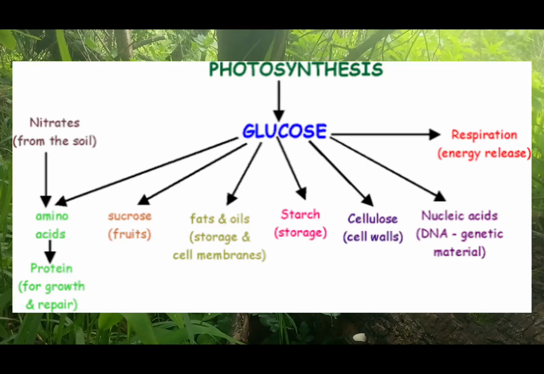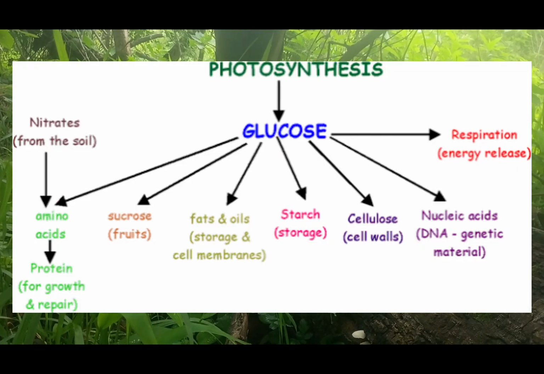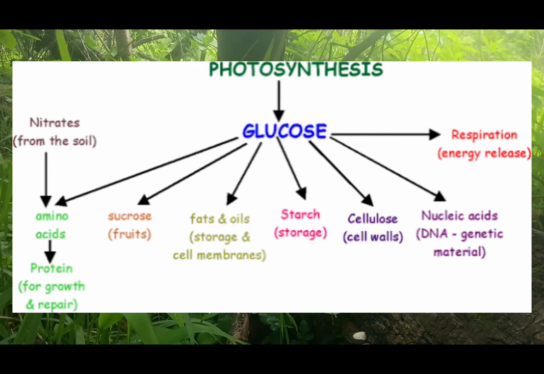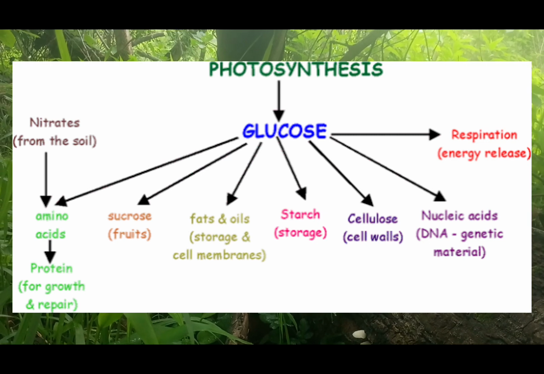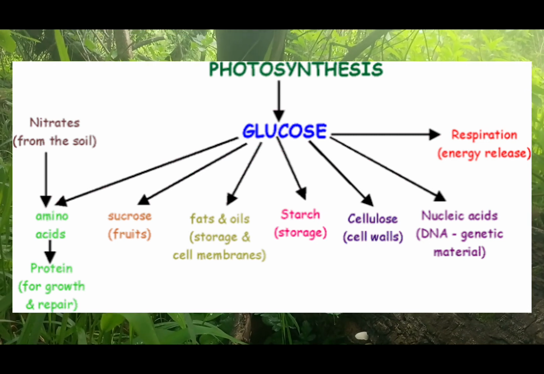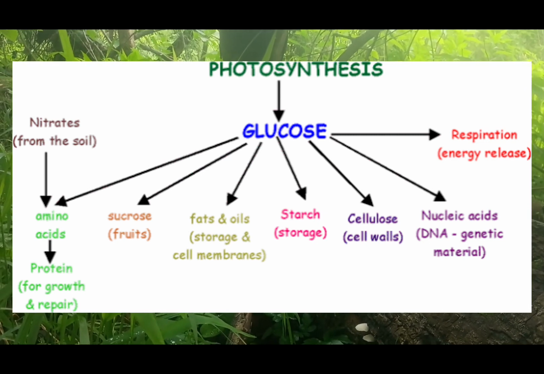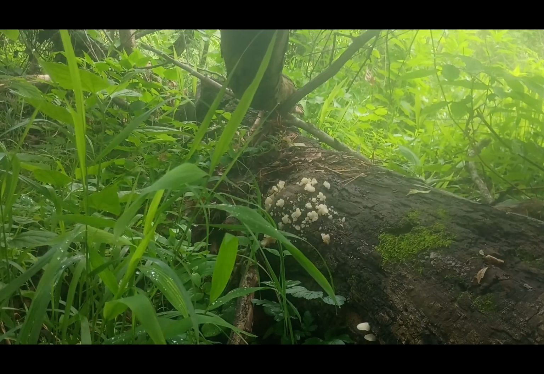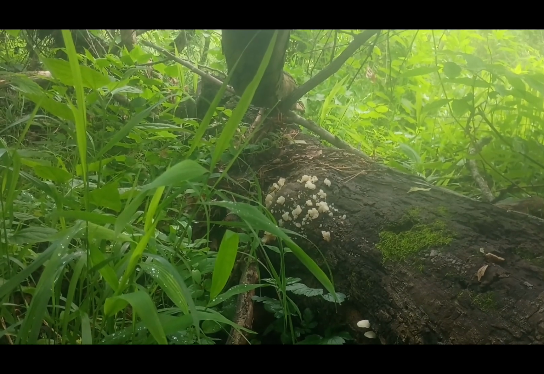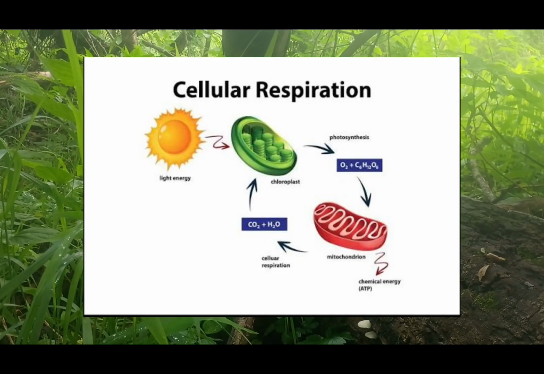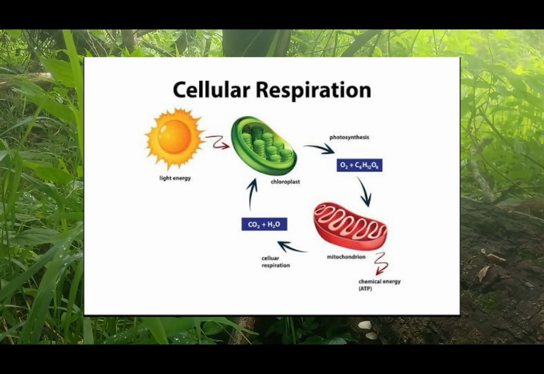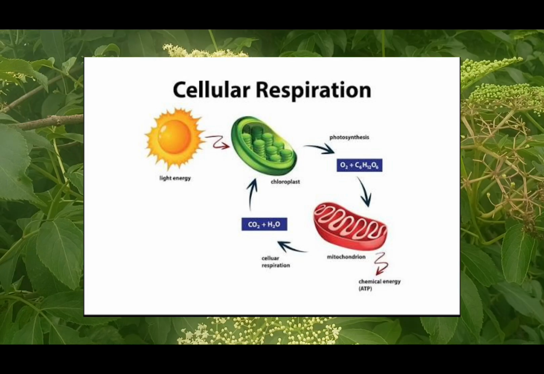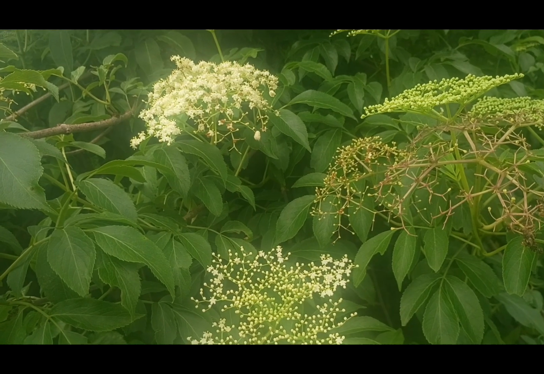And the fate of that glucose? Well, it's used in cellular respiration. It's converted into cellulose for cell walls, or it's stored as starch and transported as sucrose. Now, the purpose of cellular respiration is that it converts energy stored in glucose into ATP. This occurs in the mitochondria, and it happens day and night, performed by all living organisms, plants and animals.